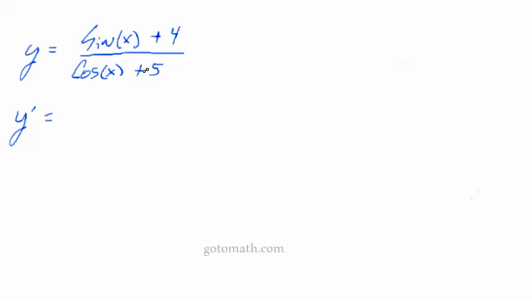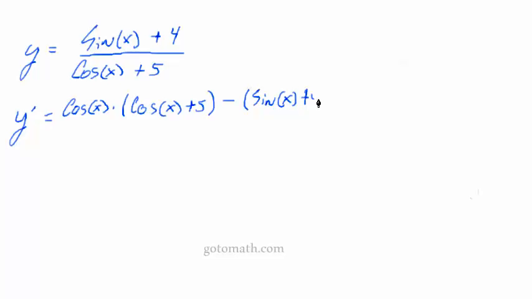So we'll say y prime. So that means we're going to take the derivative of the numerator. Derivative of sine x is cosine x. The derivative of 4 is 0. And then what we do is we just rewrite the denominator, cosine x plus 5. And then we say minus the numerator. So we'll have to put all that in parentheses, plus 4. And then times the derivative of the denominator. Derivative of cosine x is negative sine x, and then derivative of 5 is 0.